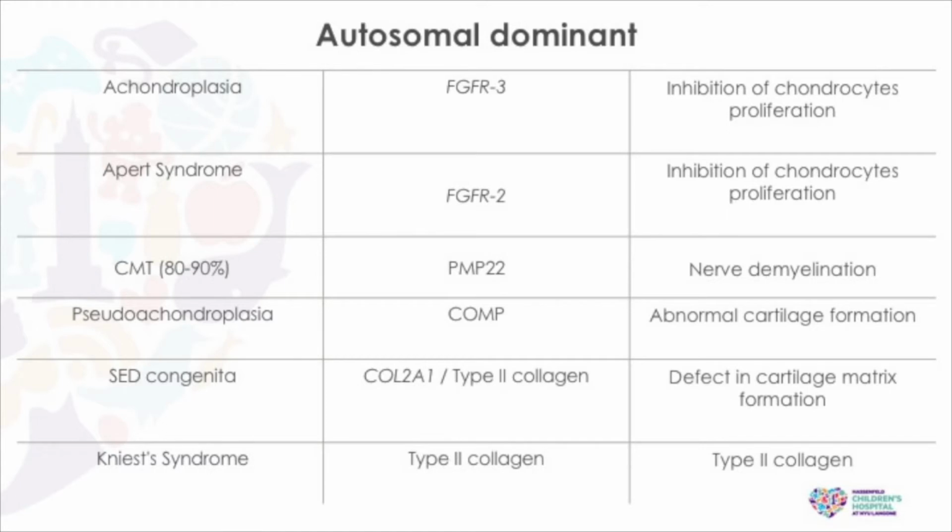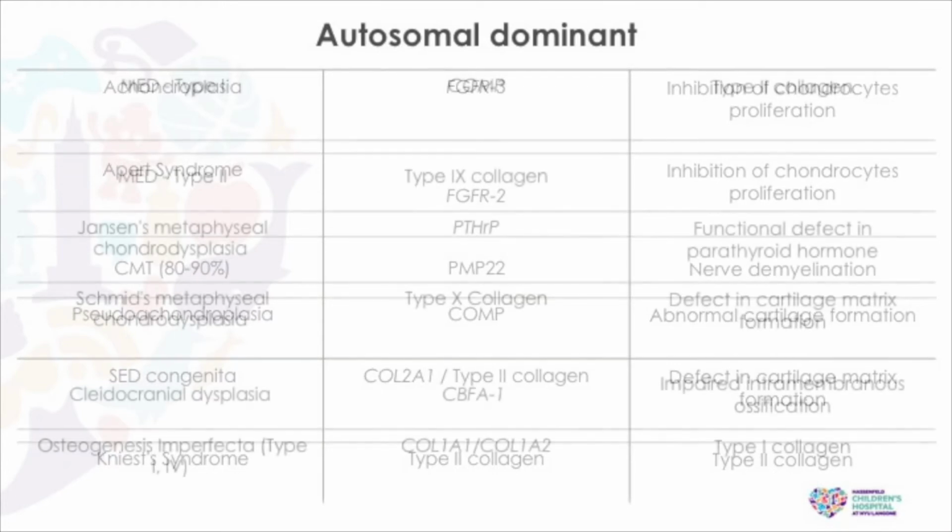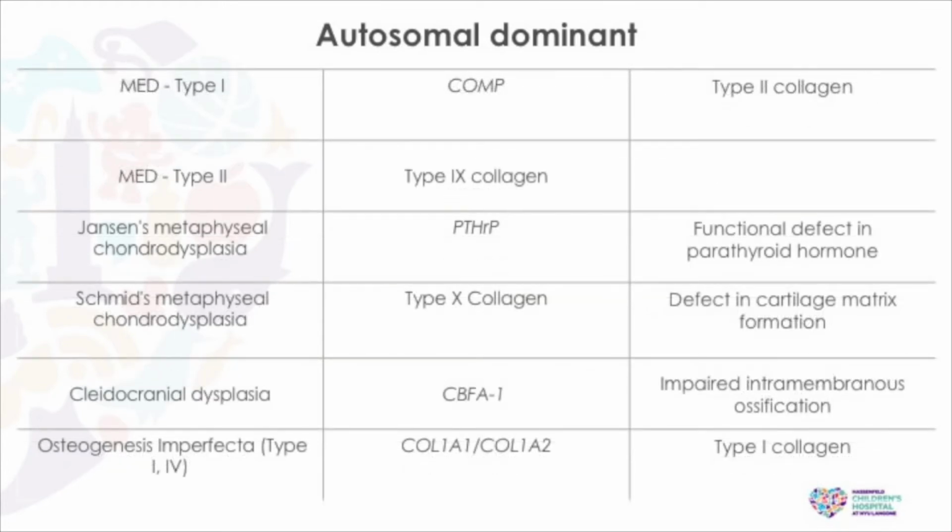Pseudoachondroplasia is caused by a mutation in the COMP gene, again resulting in abnormal cartilage formation. Spondyloepiphyseal dysplasia congenita, or SED, is caused by a mutation in the COL2A1 type 2 collagen, resulting in a defect in cartilage matrix formation. Stickler syndrome is caused by a mutation in type 2 collagen. Continuing with the autosomal dominant dysplasias, multiple epiphyseal dysplasia type 1 is caused by a mutation in the COMP gene, resulting in an alteration in type 2 collagen.